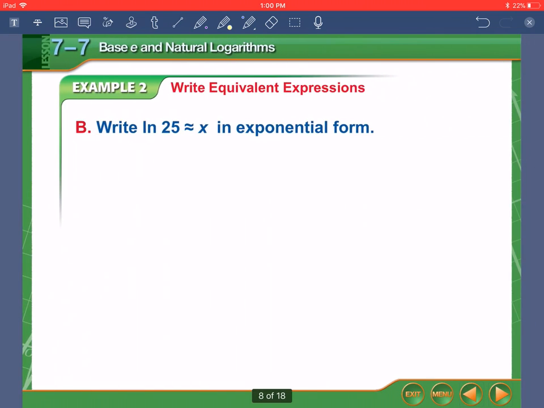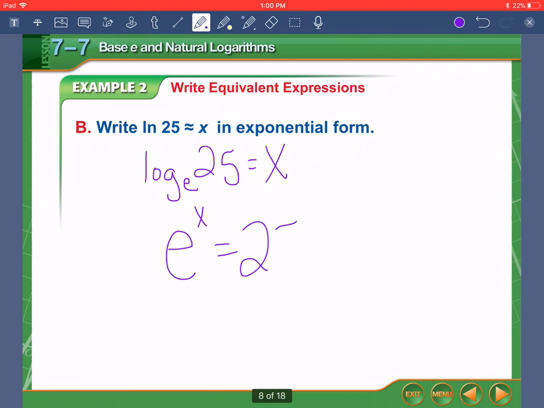All right, so the natural log of 25 equals x. I would rewrite it to be the log base e of 25 equals x. So then I would have e as my base raised to the x power equals 25.